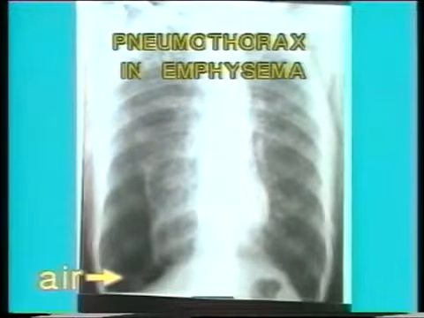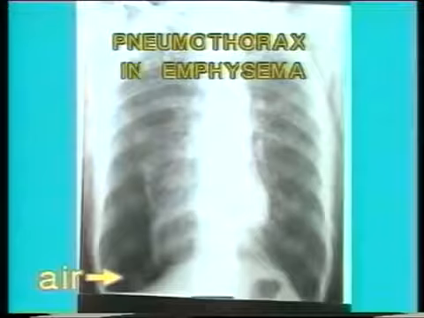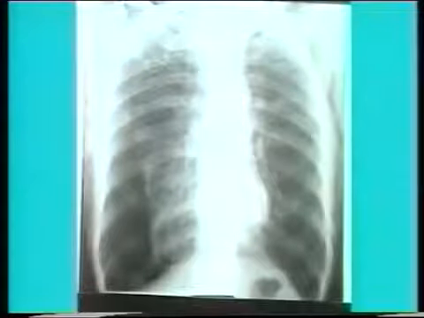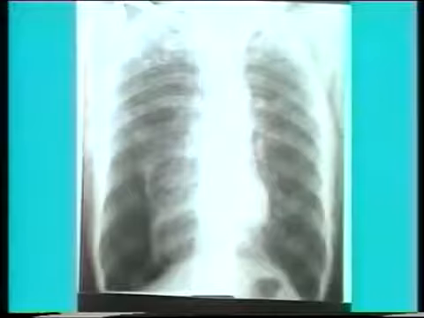Note the pneumothorax on the right side shown by the arrow. The right lung is partially collapsed and features of emphysema are seen in both lungs. Note the wide intercostal spaces, very low and flat diaphragms, and a classical teardrop heart.